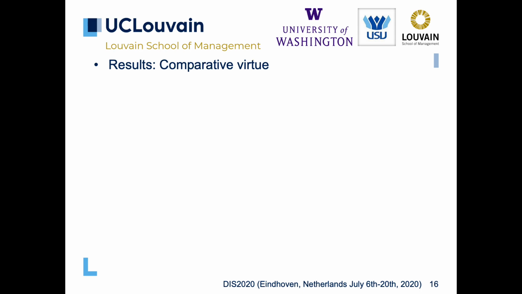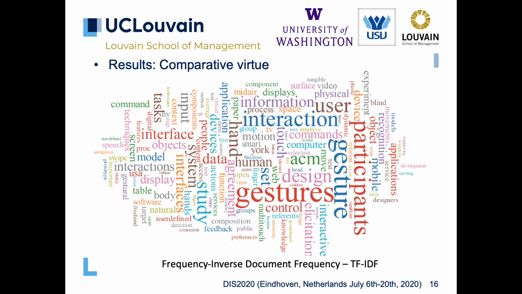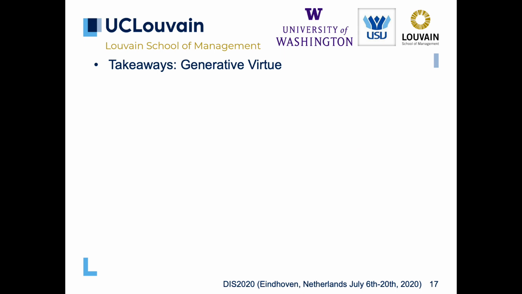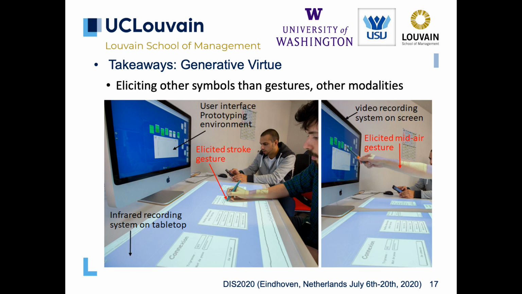We used all the words contained in the metadata of each paper to build a word cloud based on term frequency inverse document frequency. We found important words in our corpus such as gesture, participants, interaction, gestures, user, etc. Most GES reviewed produce gestures only. Other symbols could be elicited as well. In the figure, we can see that the participant could elicit different symbols for the same command, a stroke gesture or a mid-air gesture.